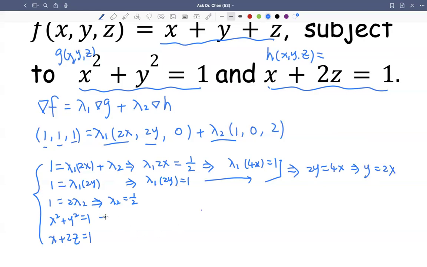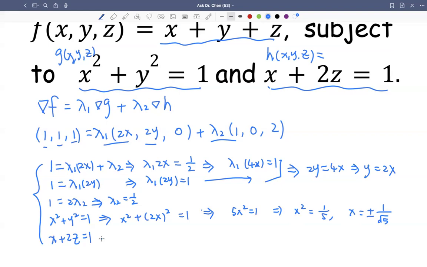Now we plug into the fourth equation. x squared plus, now y equals 2x, so we substitute into x squared plus 2x squared equals 1. Solving this equation, we have 5x squared equals 1, so x squared equals 1 over 5. Taking the square root of both sides, x equals plus or minus 1 over square root of 5.